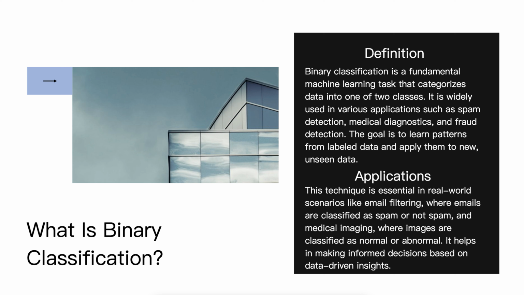Binary classification is one of the core tasks in machine learning. It's used to sort data into two categories, like spam or not spam, disease or no disease, fraud or genuine. The goal is to train a model that can learn from labeled examples and make accurate predictions on new, unseen data. It's used in countless real world applications from email filtering to medical diagnostics.